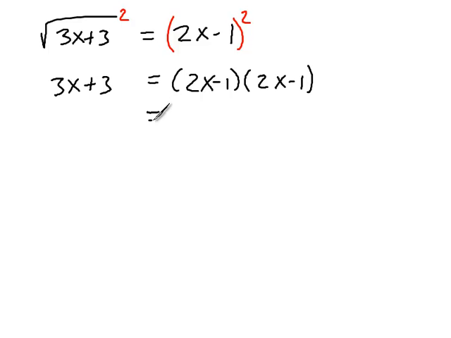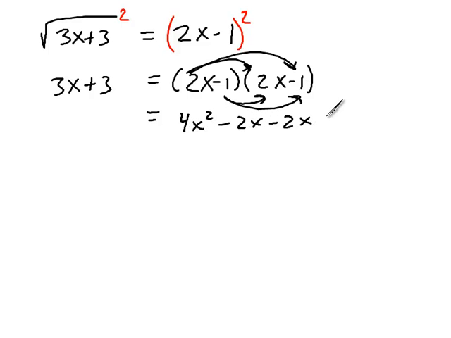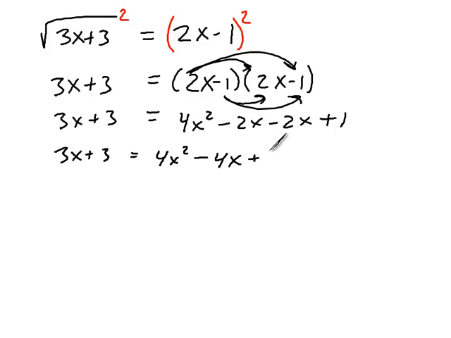So when we square this guy out, we have to FOIL, right? So we have 4x squared minus 2x plus 1, and 3x plus 3. So 3x plus 3 equals 4x squared, combine like terms.